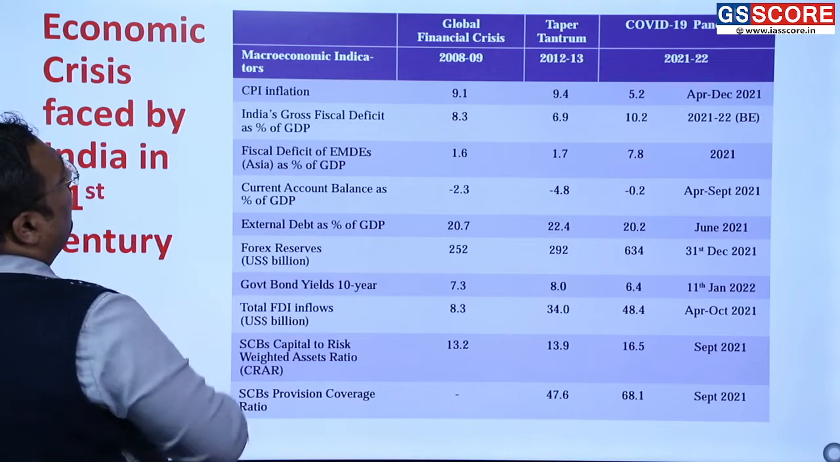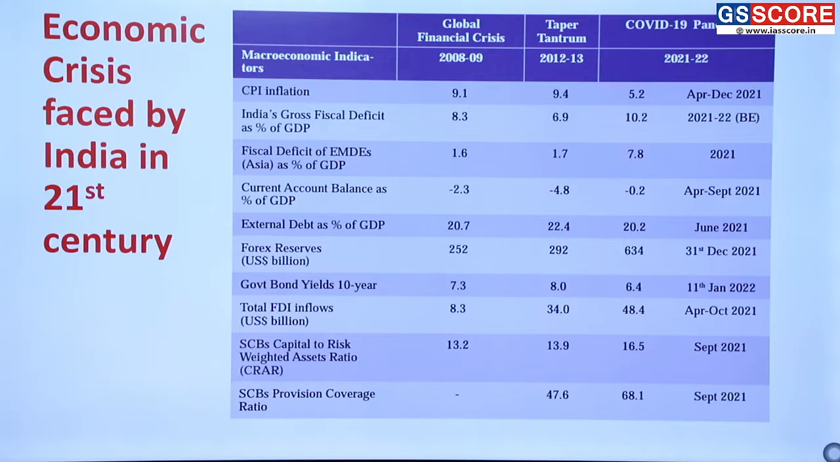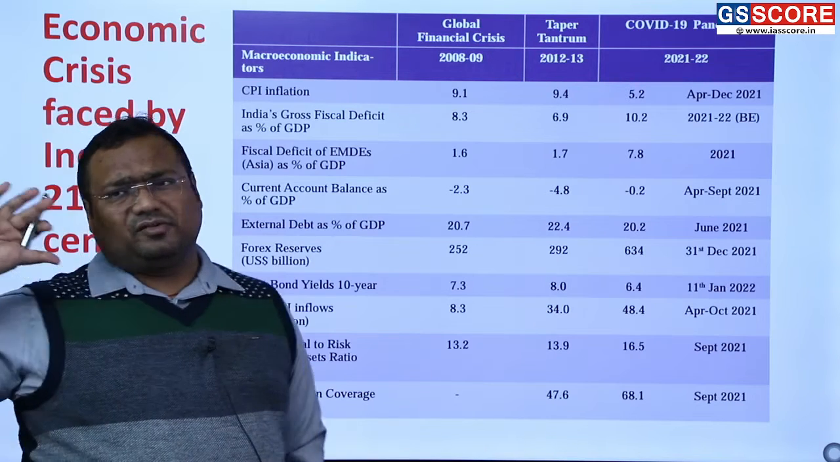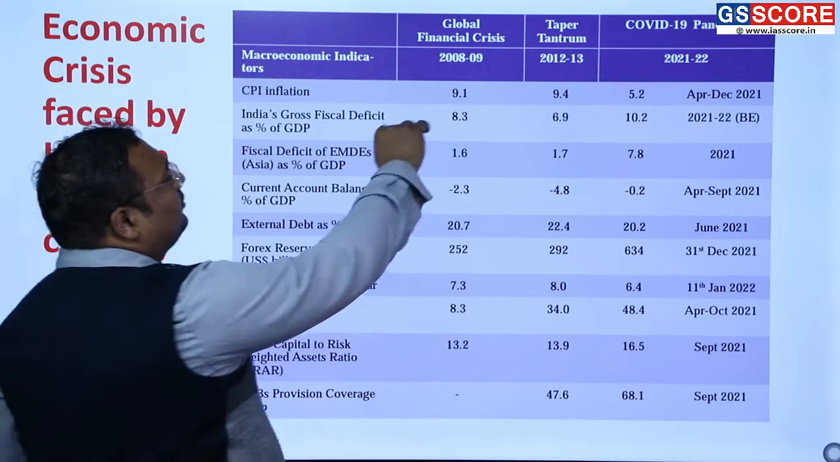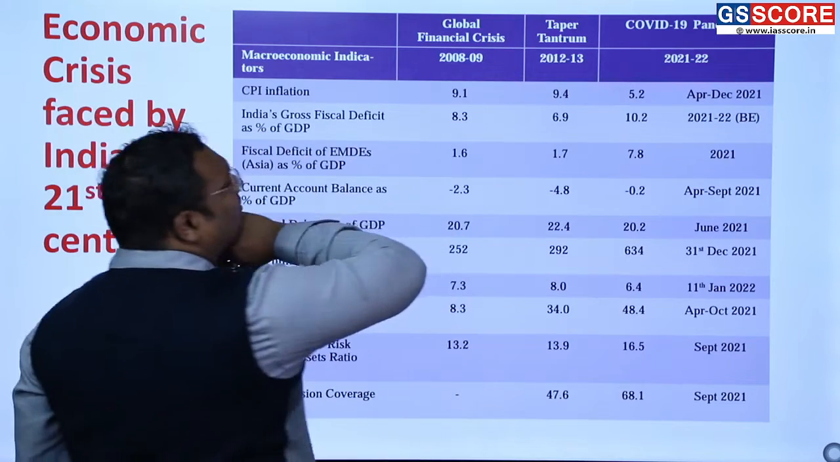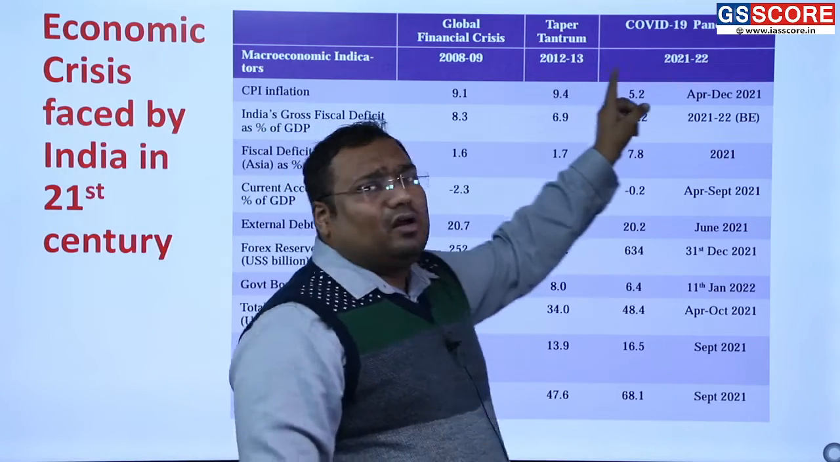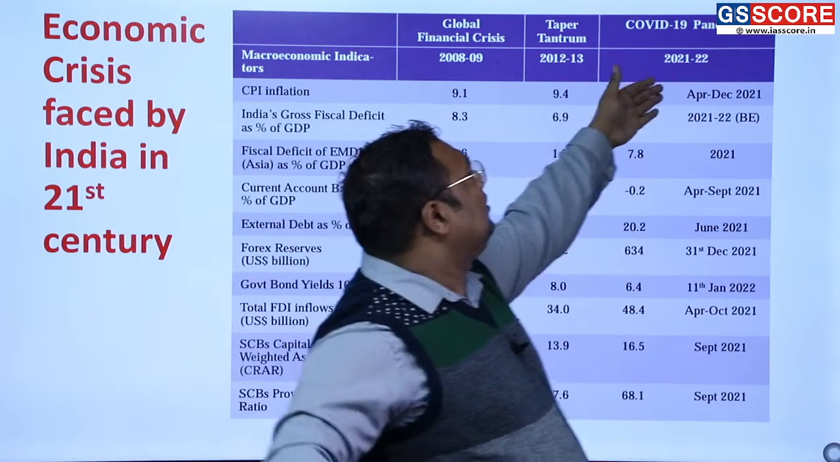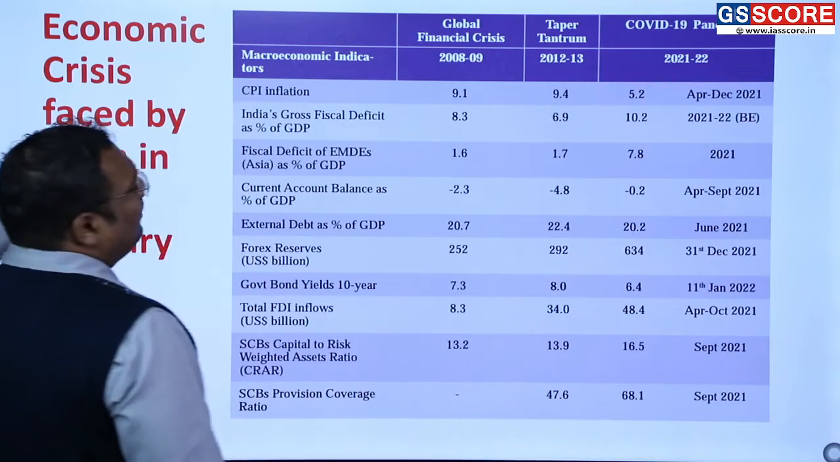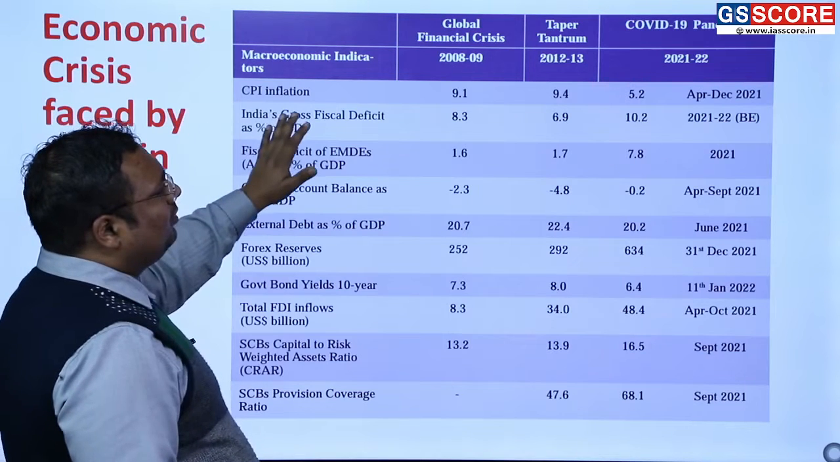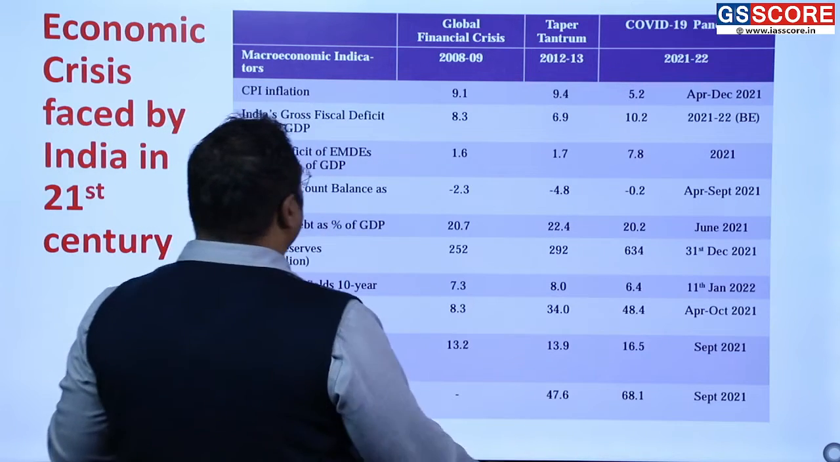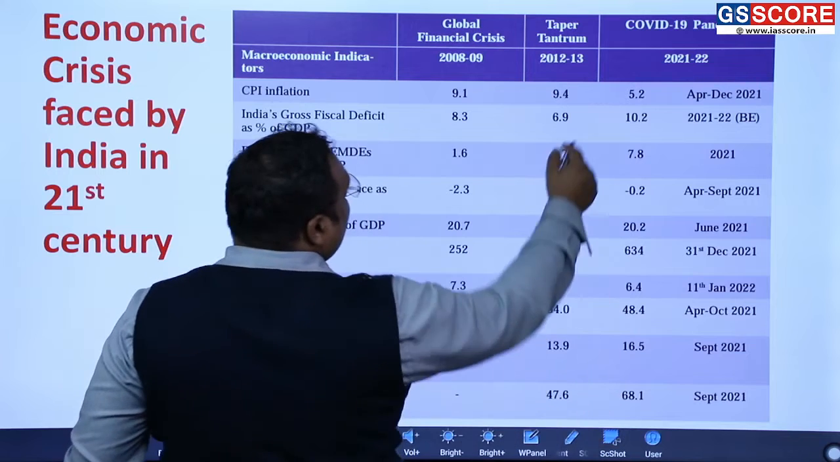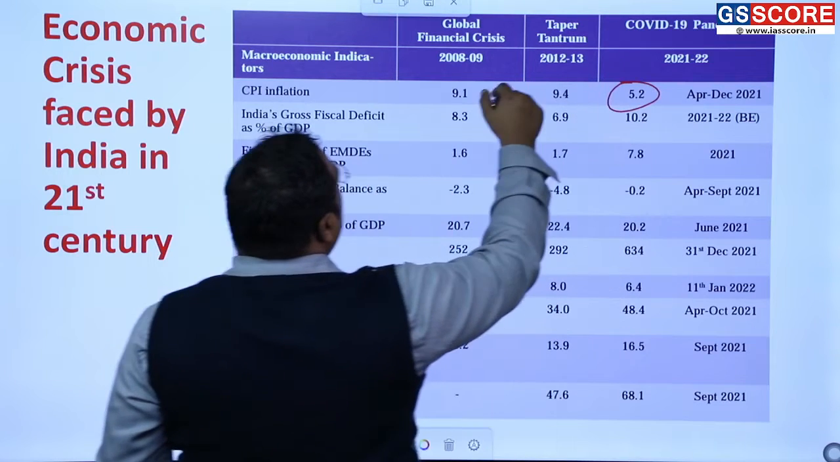Okay, and this shows the inflation levels in the past 3 big crises that India has faced in the 21st century. The first was the 2008 global financial crisis. Second was the currency crash in 2012-13. And third is the pandemic. If we see, our performance today is more satisfactory in terms of inflation. Compared to the previous 2 crises, our inflation is under control.